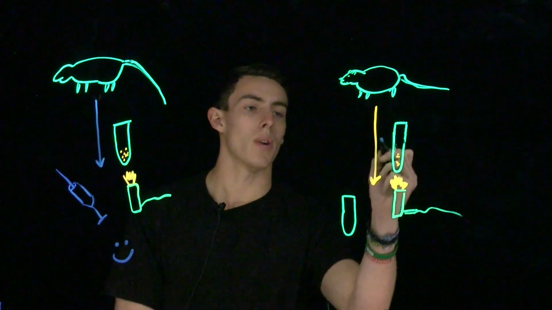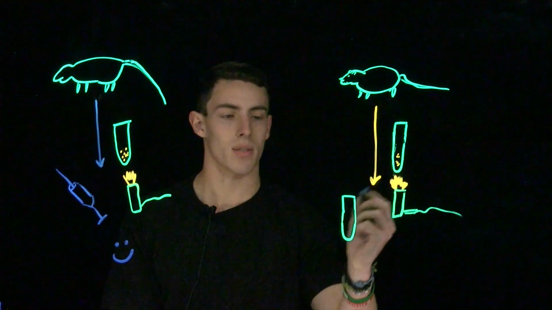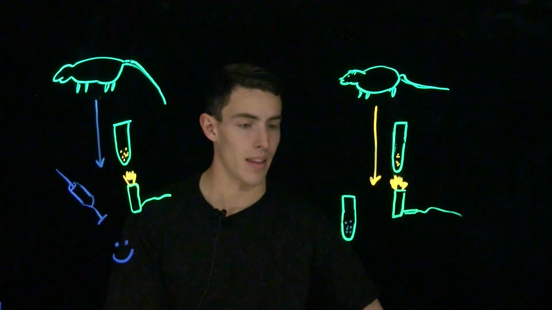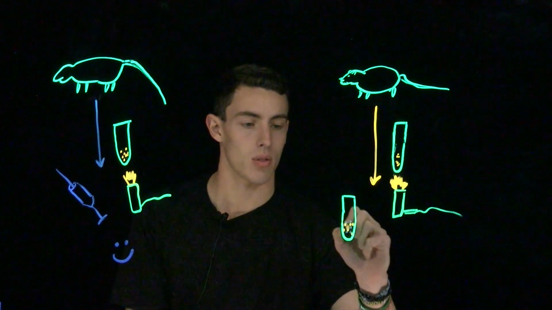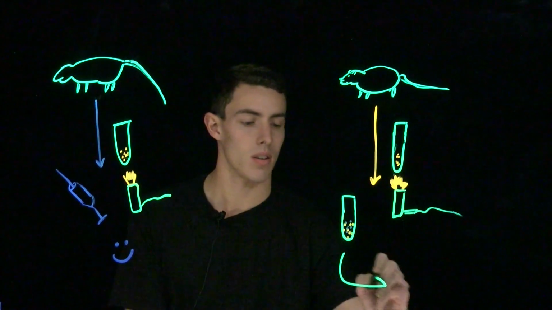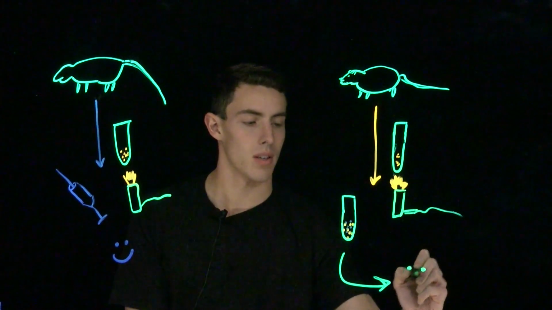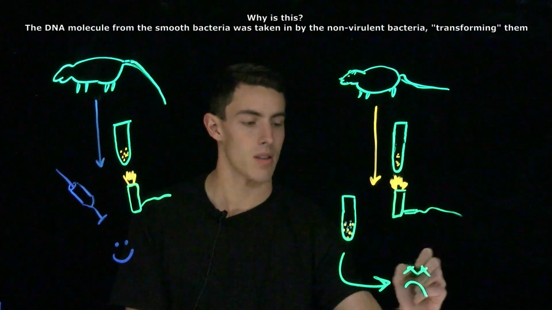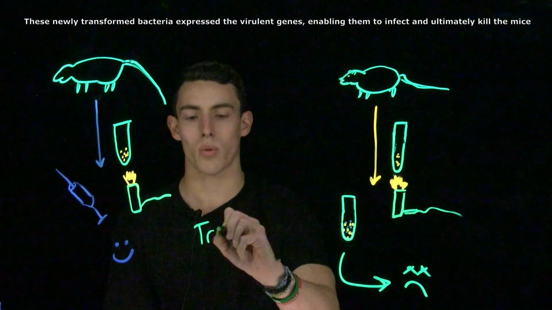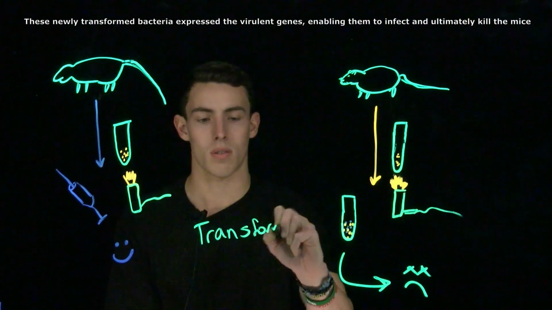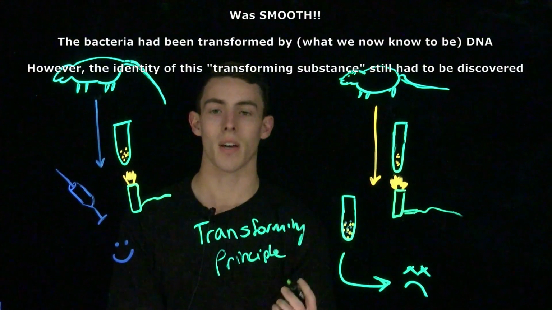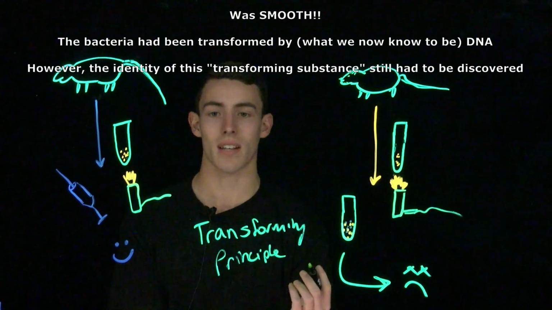However, when heat-killed virulent bacteria were mixed with the non-virulent bacteria, and they were injected into the mice, it was actually found again that this resulted in death. Therefore, Griffith concluded there must be some form of transforming principle. This transforming principle, which we now know to be DNA, was the subject of extensive studies, which we'll discuss now.